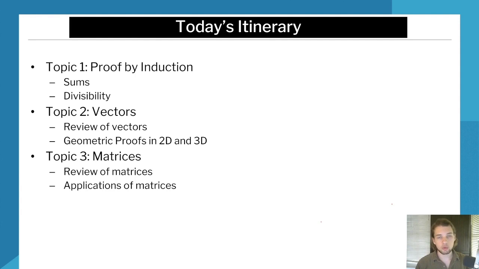Now, vectors, we're going to do a review of vectors. I believe you've looked a bit at vectors previously. I'm quite sure. We're going to look at, again, some stuff that you've probably seen before, some operations on vectors, dot product, scalar multiplication, stuff like that. And then we're going to look at vectors in 3D and proofs on vectors, geometric proofs using vectors.